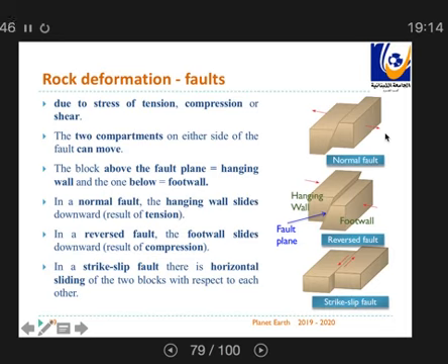Tension, which is stretching, causes a normal fault, and it causes this hanging wall to slide downwards. Now, in the case of a reversed fault, look at the arrows. You can see that it is a result of compression, and you can see that the footwall slides on the fault plane. Now, in a strike-slip fault, like you can see here, there is horizontal sliding of the two blocks with respect to each other.